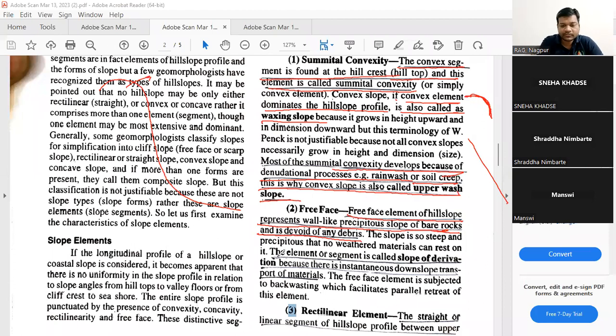This element or segment is called slope of derivation because there is instantaneous downslope transport of material. So if you throw anything, it will simply come down from the free face.